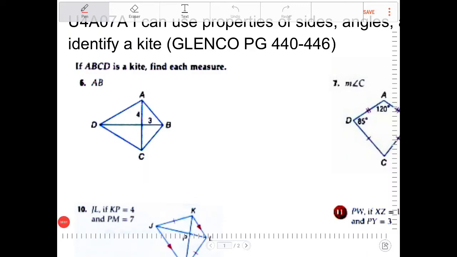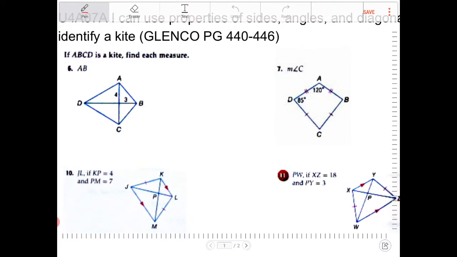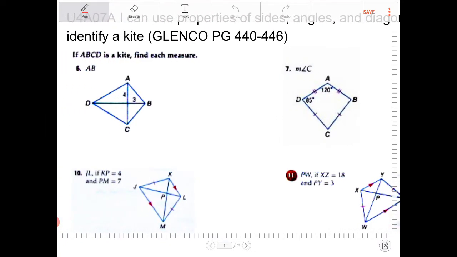Hello students, in this video I will go through exercise U4A07A where I will be applying properties of sides, angles, and diagonals to identify kites. Okay, so let's take a look. If ABCD is a kite, find each measure.